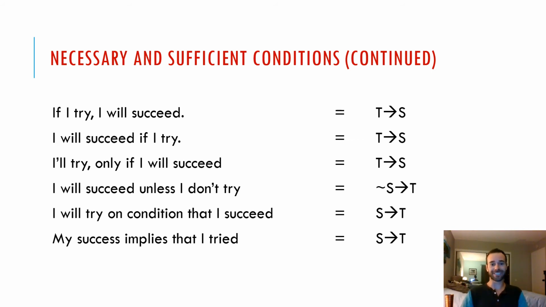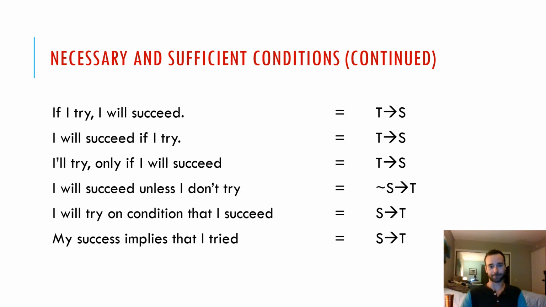So I will succeed unless I don't try. That little line in front of the S is essentially just a not, right? So I will not succeed. If I were to use the word unless in a sentence, I will succeed unless I don't try, that unless will actually flip the conditions and negate the antecedent aspect. So essentially what I'm saying here is that if I don't succeed, it means I didn't try.